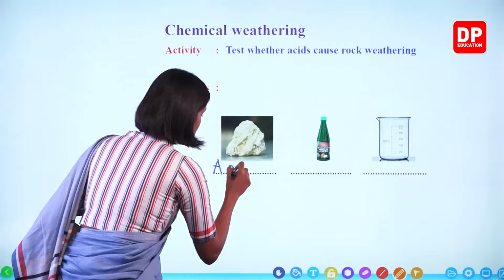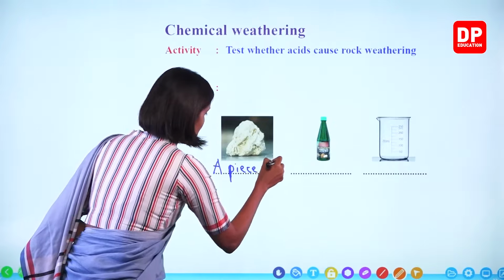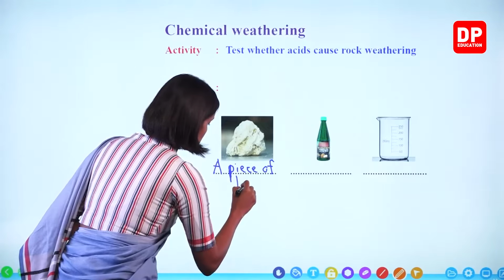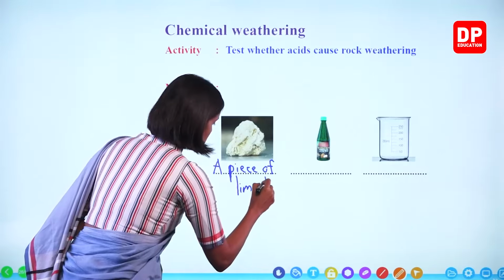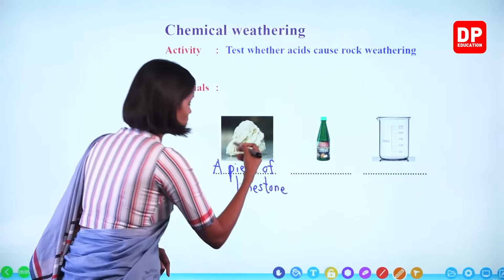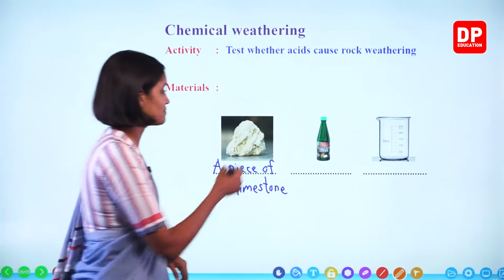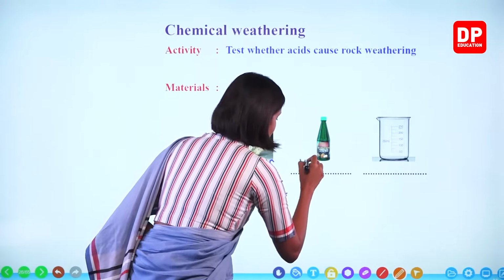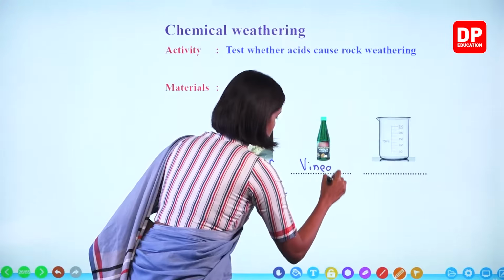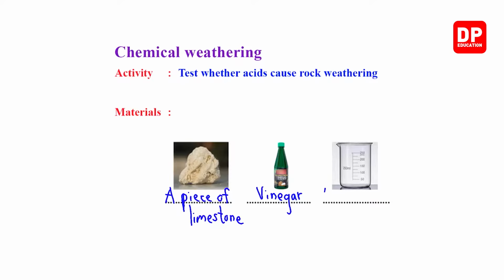A piece of limestone. Now, limestone is a type of rock that contains calcium, right? Vinegar, the glass container.